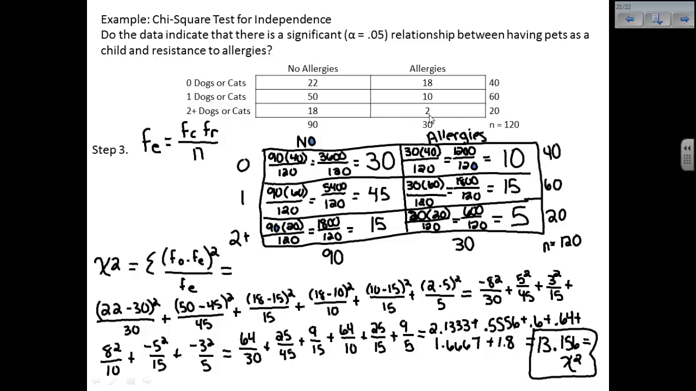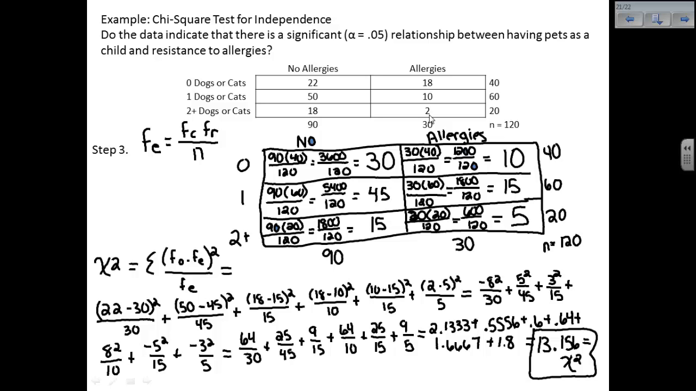So far, it looks like this is supporting the hypothesis that having animals tends to result in less likely to have allergies. There's a relationship there. But just like correlation, it's not causal. Just because there's a relationship does not mean that it's a true causal pathway. It could be the other way around.